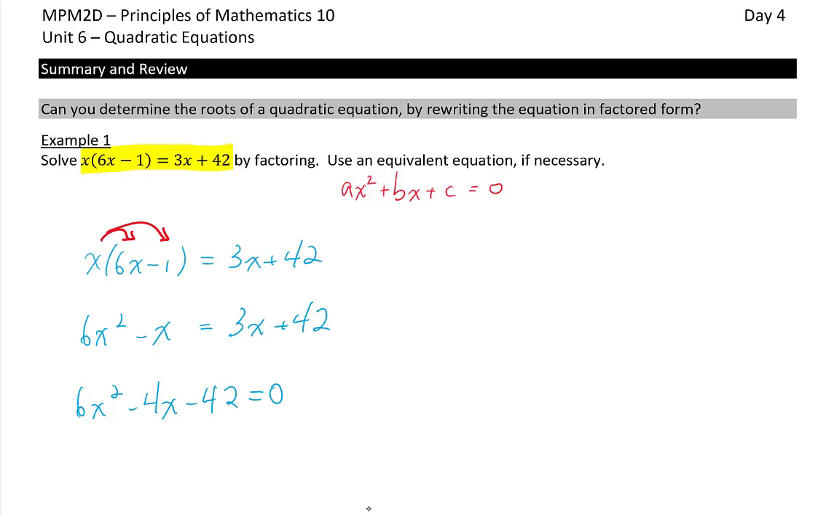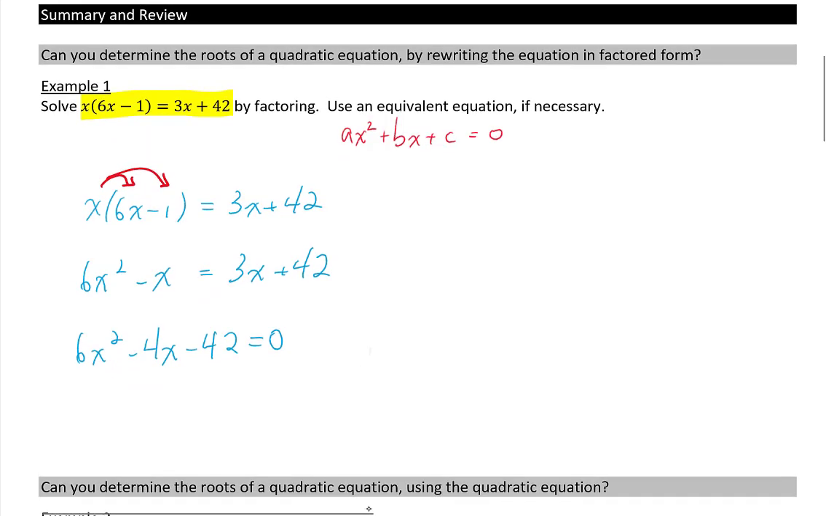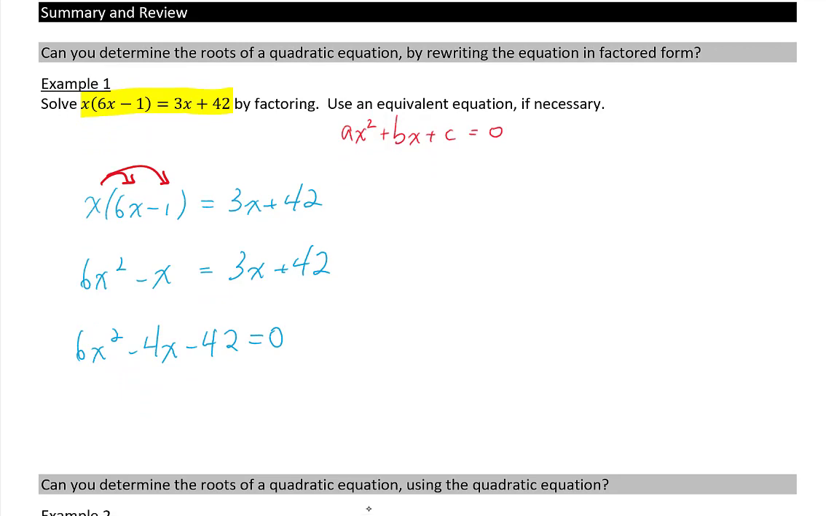Next, we need to solve by factoring. And remember, our first step is always to common factor. So if we take out the common factor of 2, I'm left with 3x squared minus 2x minus 21, and that all equals 0. So now we know for this expression we need two numbers that multiply to a times c. And if we take 3 times negative 21, that's negative 63, and that add to b, which is negative 2. And our two magic numbers are going to be negative 9 and 7.